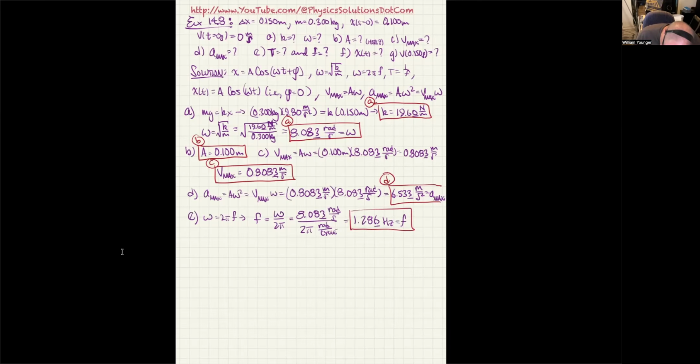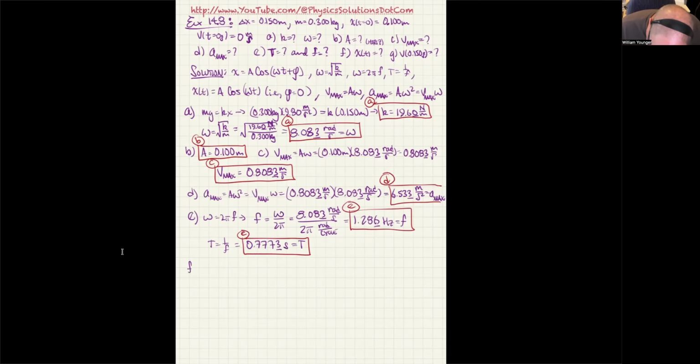And now the period T is 1 over the frequency, so I'm just going to raise that answer to the -1 power. And that's going to give me 0.777. Carrying one extra digit puts a 3 on the end of that, and that is seconds, and that's our period. So there's part E. Now all we have left is part F, which is x of t, and part G, which is a velocity at a particular time.